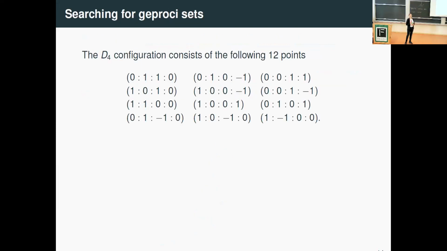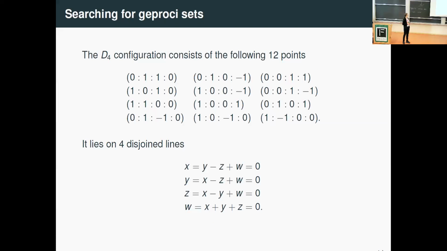We may also give coordinates to the points, especially for those who don't like to speak about the cube in projective space. So this is a set of 12 points, and these coordinates give the D4 configuration. And the D4 configuration lies on 4 disjoint lines. On different sets of 4 disjoint lines, but let me tell you one set. So this is the set here on the slide.